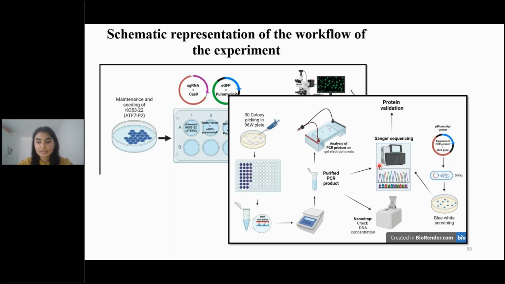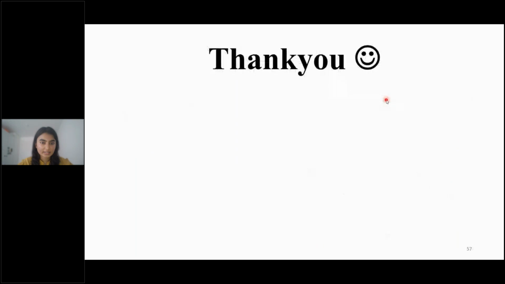So I used blue-white screening. Blue-white screening is a bacterial technique where we put a single strand of our gene into the plasmid of the bacteria, and then we plate it. The white colonies are the ones that we want, and blue colonies are the ones which don't have the plasmid. So I took these white colonies and again sent them for sequencing. Once I got a proper knockout, I did the protein validation studies. And yeah, this is the last part.